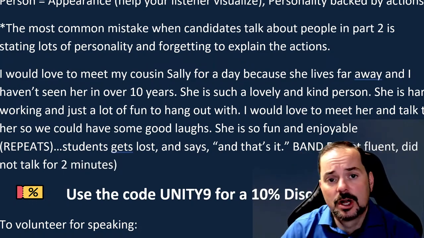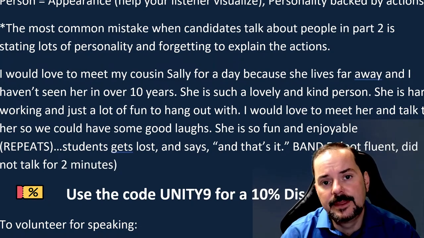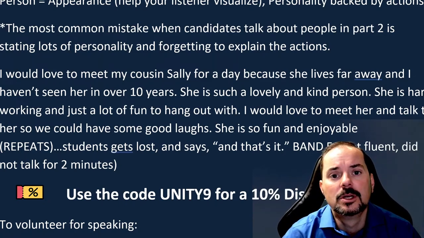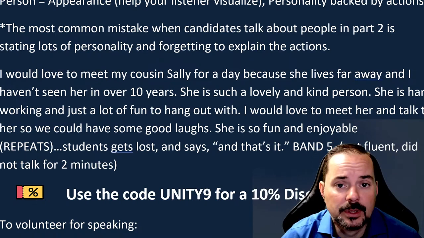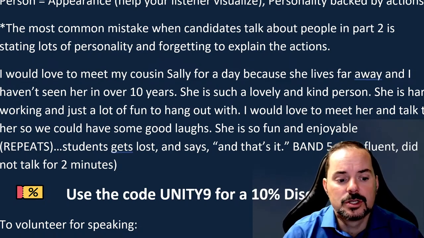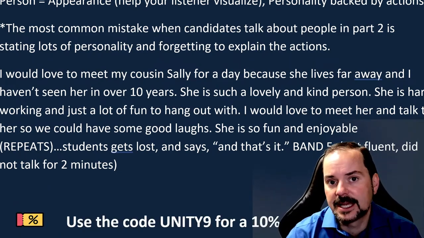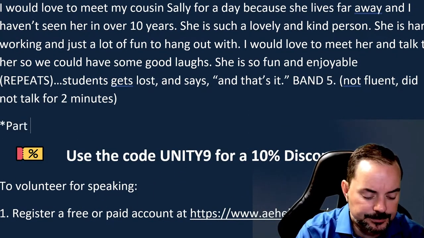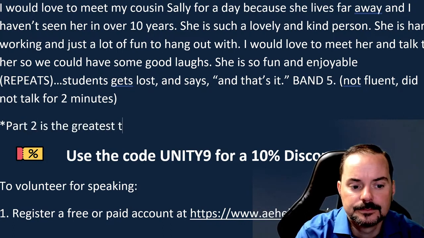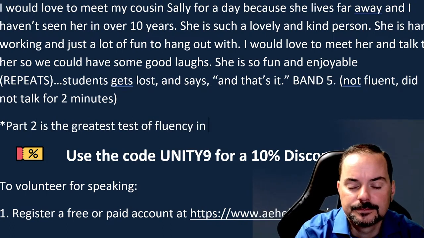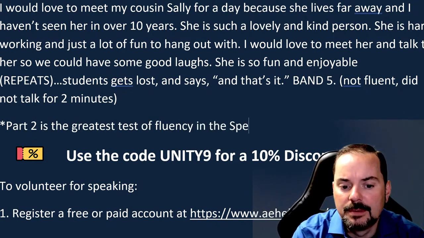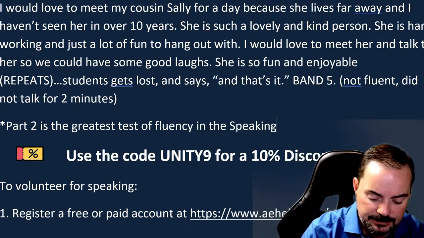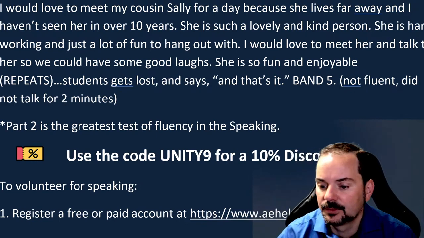if the examiner does not stop you, okay, that means that you should use as much of the 2 minutes as possible. And that's where they're really testing your fluency. Okay, so arguably part 2 is the greatest test of fluency in the speaking section. Keep that in mind. Okay. Because it's the longest answer. It's also called the long response, right? So you have to show fluency. Okay.